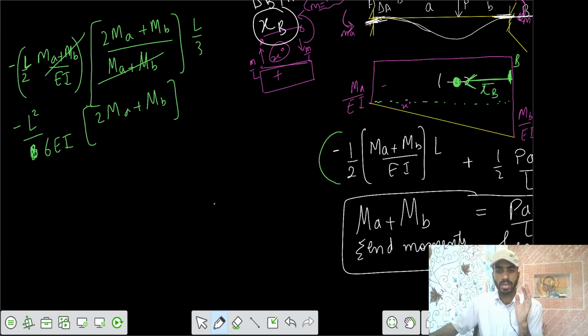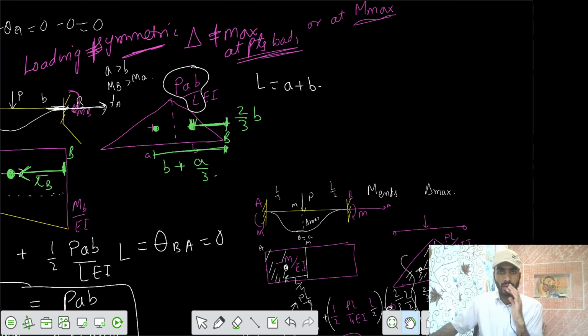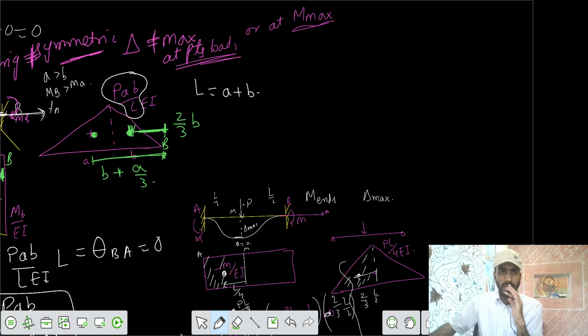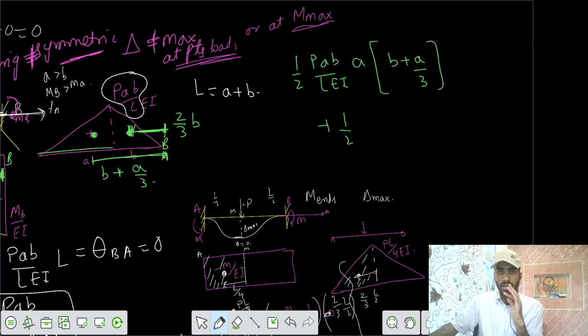So we got the first part. Now we need to get the next part: the moment of this area also about point B. For the first part we write 1 by 2 PAB by L EI, and this length is A, and we write A into the centroid about point B, that's B plus A by 3. Similarly, plus PAB by L EI, the length B, and the centroid is equal to 2 by 3 of B.